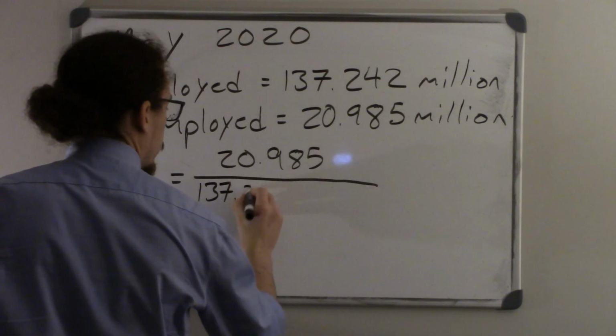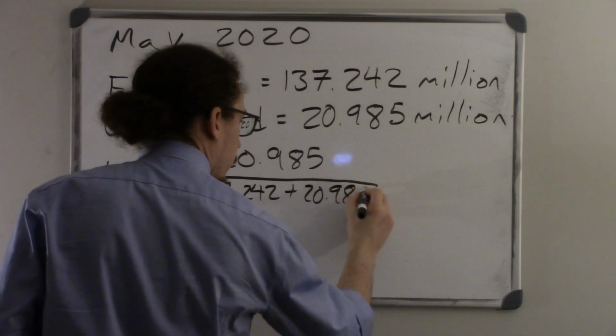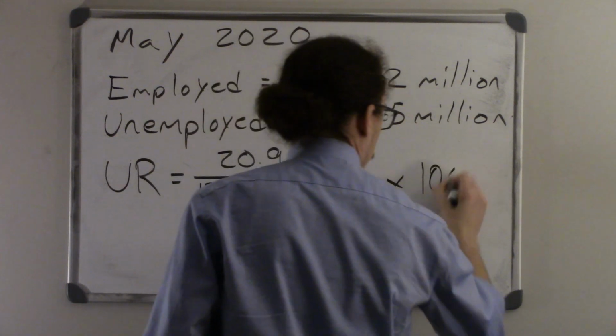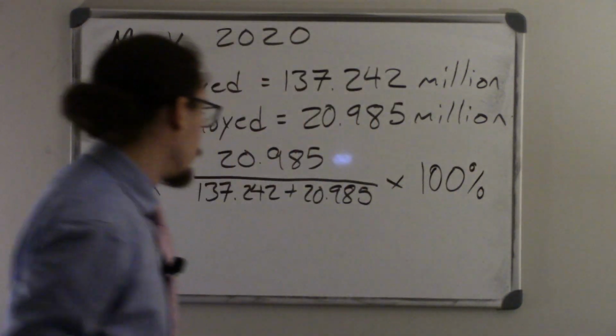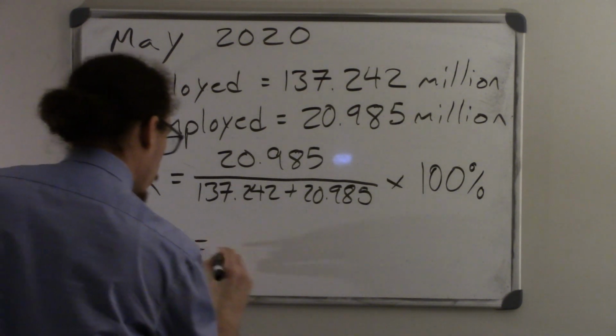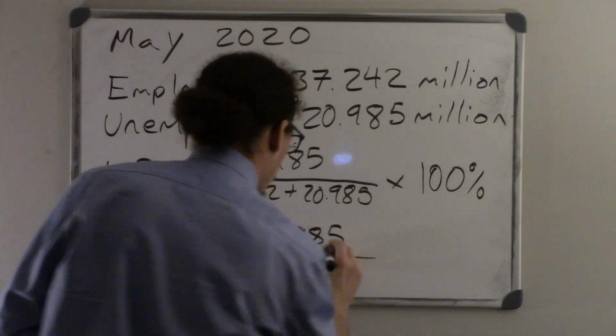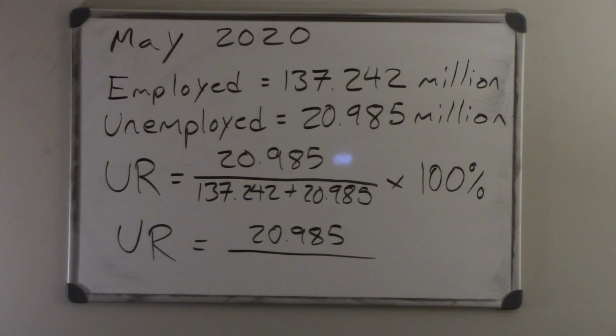All right, so 137.242 plus 20.985, and then we're going to multiply that all by 100%. In this case, I'm going to go ahead and write this out a little bit more so we can get that labor force number. We're going to use it later on. We don't necessarily need to remember it, but go ahead and get it up there.